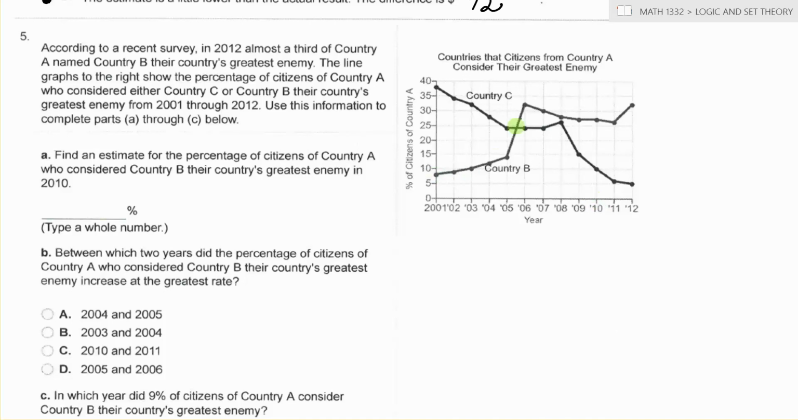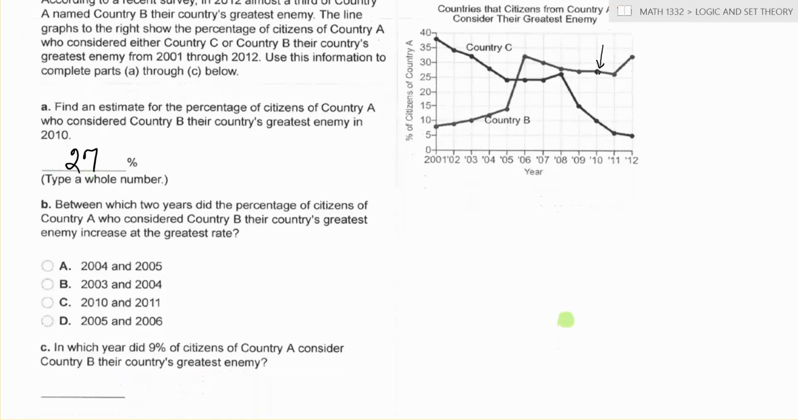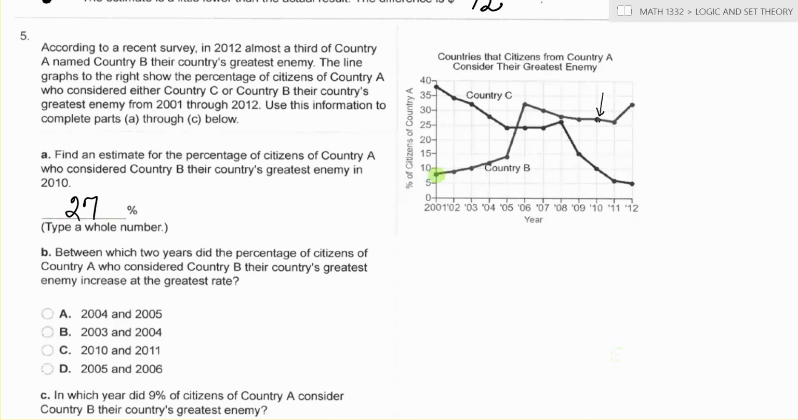Country B for 2010 is right there. Now, that looks, it is above 25, but this one looks maybe like it's 26. So I'm going to have to say it looks like 27% to me. Then it goes on to say, between which 2 years did the percent of citizens of country A who considered country B their greatest enemy increase at the greatest rate? All right, so once again, I am only looking at the country B data.